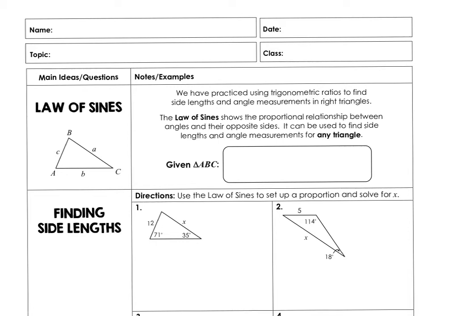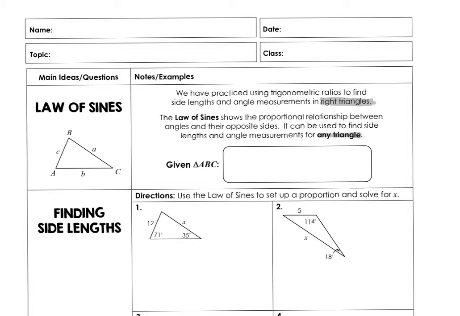All right, let's take a look at our lesson on the law of sines. So we have practiced using trig ratios to find side lengths and angle measures of right triangles, and I've been very dramatic and clear that it only works for right triangles. But now we are going to learn about a few laws. The first is the law of sines, which shows the proportional relationship between angles and their opposite sides, and it can be used to find side lengths and angle measurements for any triangle.